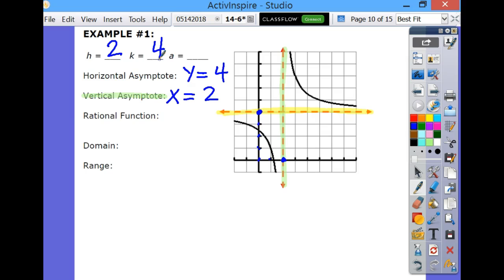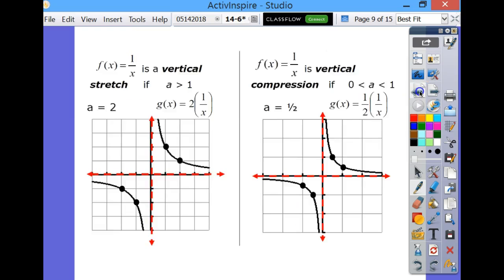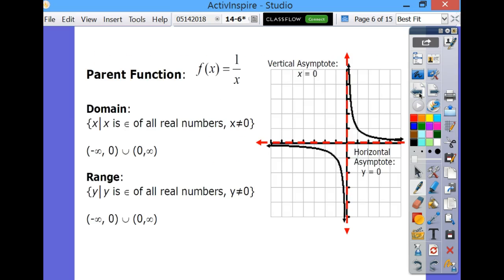Okay, so in order to write the rational function, the next thing we need is the a. The rational function is going to be written in this form. And so all we have to do is figure out the a, and then we'll have everything to plug into that formula. Back over here on the parent graph, from this intersection of asymptotes, this graph has a key point right here that goes up 1 over 1. That means on this graph, the a is equal to 1.